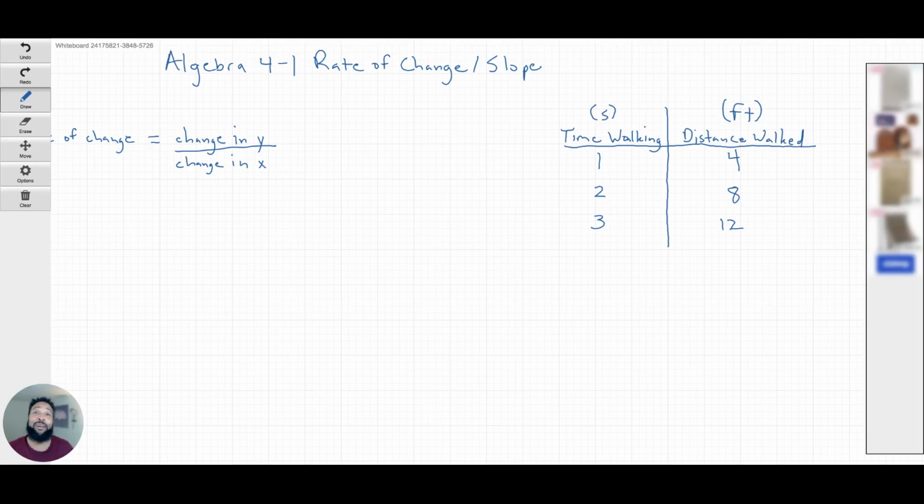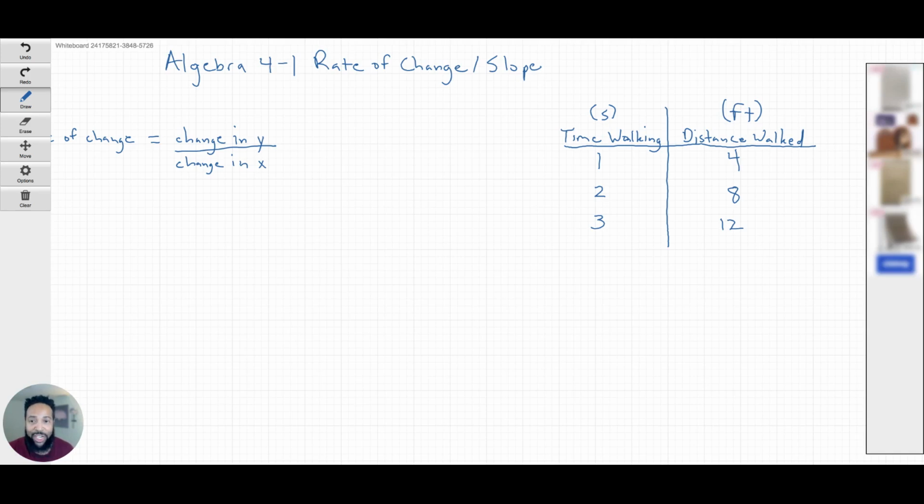Hey guys, when it comes to algebra, what does it mean when someone says slope or rate of change or the steepness of a line or rise over run? What does that mean? In this video, I'm going to show you what it means, and I'm going to show you that they all virtually mean the exact same thing, and it's just another way to explain what it is. So let's get started. So we're talking about rate of change or slope when it comes to algebra.